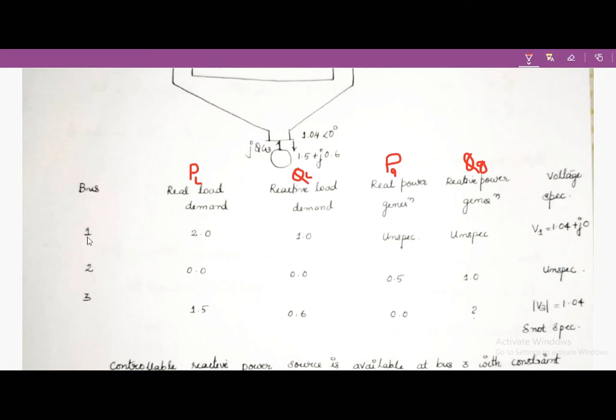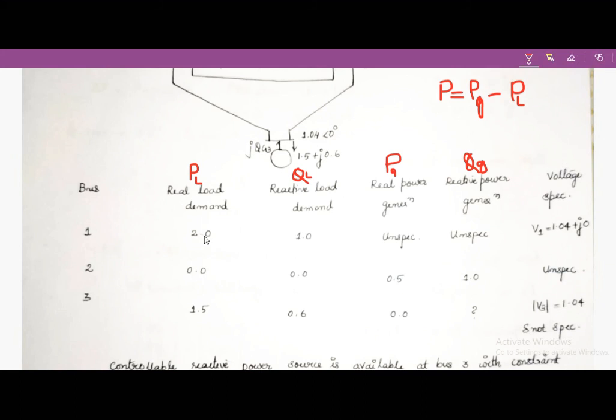Now let's see the first bus. In the first bus, you have the load demand and the reactive load demand, but the real power generation as well as the reactive power generation is unspecified. What is the net active power P equal to? Net active power P is equal to total active power generated minus total active power of the load. Similarly for the reactive power.